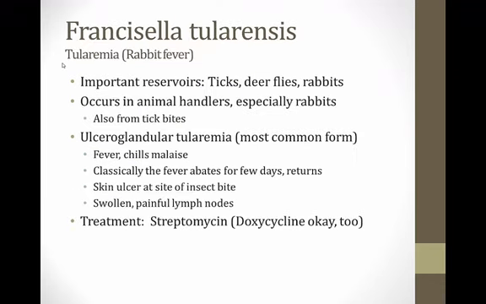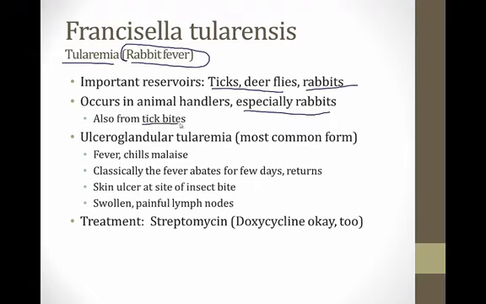Francisella tularensis causes tularemia, but I prefer to remember it by its other name, rabbit fever, because that helps me remember where it comes from. Important reservoirs for this bacteria are ticks and deer flies, but also rabbits, and it occurs commonly in animal handlers, especially people who have been handling rabbits. In board questions, it's often going to be someone who's been hunting rabbits or handling rabbits.